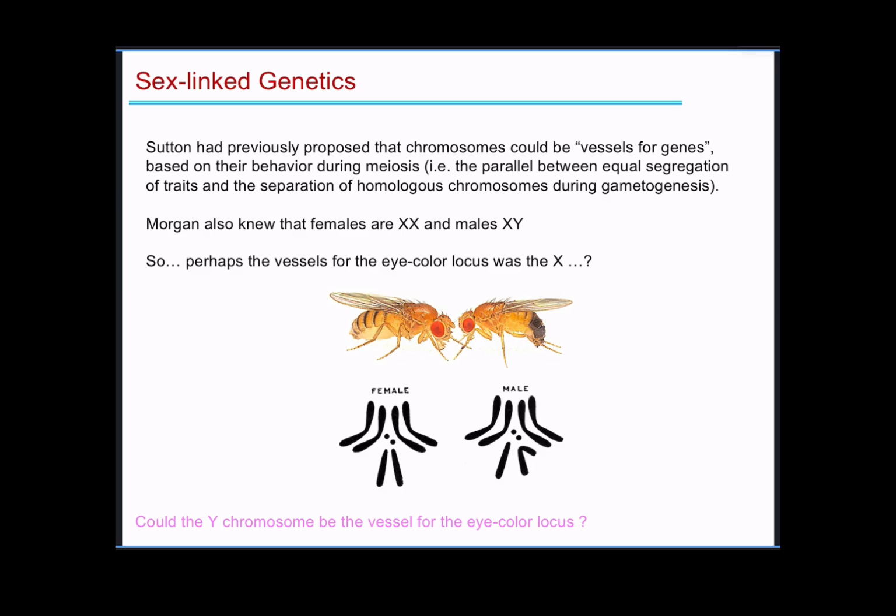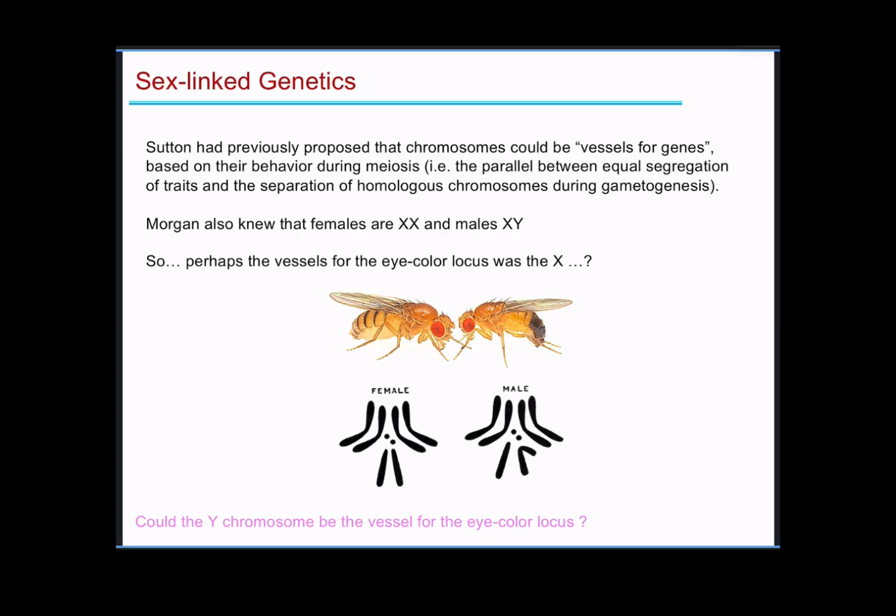Morgan knew that females in flies had 2 X chromosomes and males had an X and a Y. In humans, the X is a really large chromosome and the Y is a tiny chromosome. In flies, size-wise, the X and the Y are not much different, but the Y is pericentric, whereas the X is acrocentric. So they look a little different, but they're about the same size. So Morgan started entertaining this idea that maybe the gene for eye color used these sex chromosomes as their vessel for getting transmitted to the next generation.